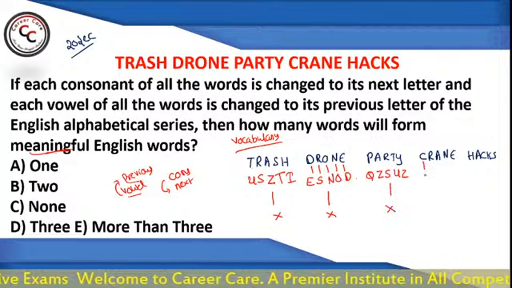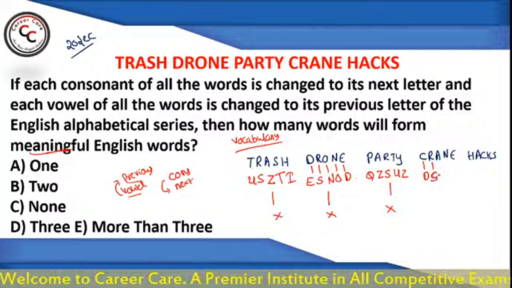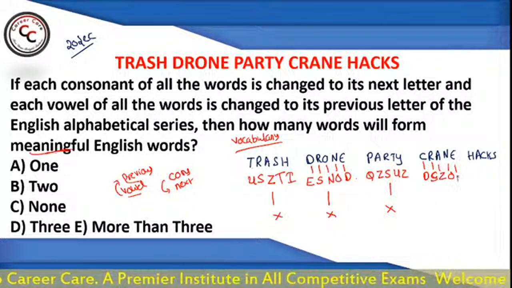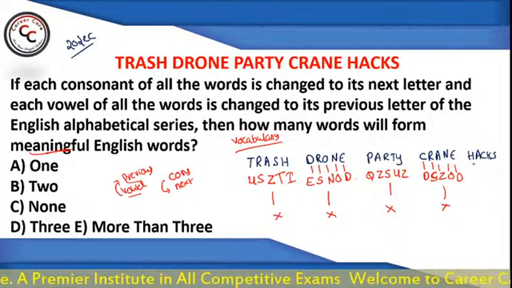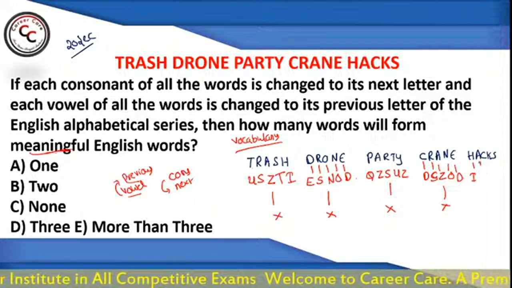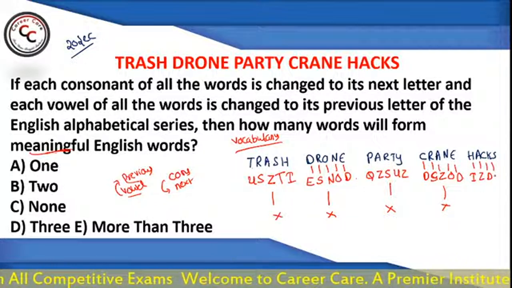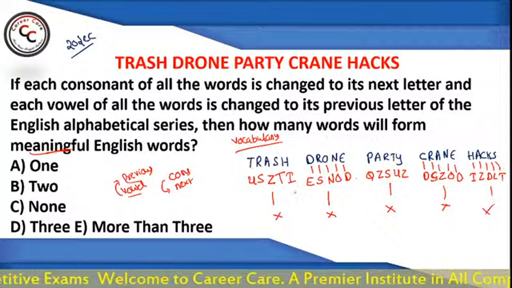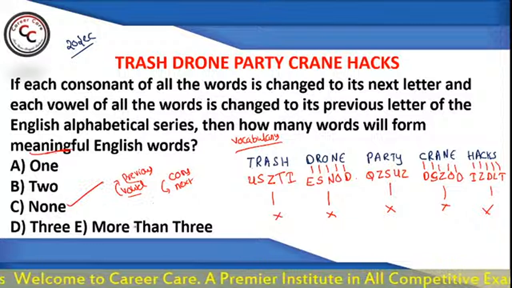Crane, C next letter D, R next letter S, A previous letter Z, N next letter O, E previous letter D. It is not a meaningful word. Similarly, hacks, H next letter I. Deepika is also saying option C. Nice, very good. A previous letter Z, C next letter D, K next letter L, S next letter T. No chance. So can you find any meaningful words? No. So your answer will be option number C, none. Very good.